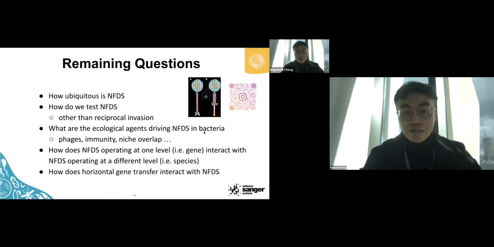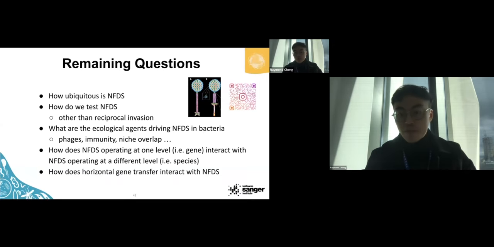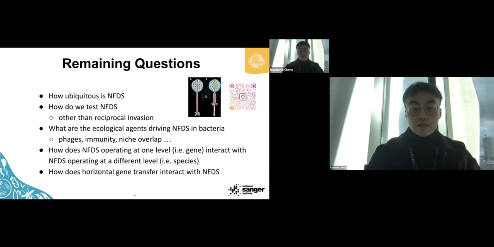And there are some other remaining questions about how NFDS operating at one level, especially the gene level, interacts with NFDS operating at different levels, like how it affects the species level. And at the end, how does horizontal gene transfer interact with NFDS?